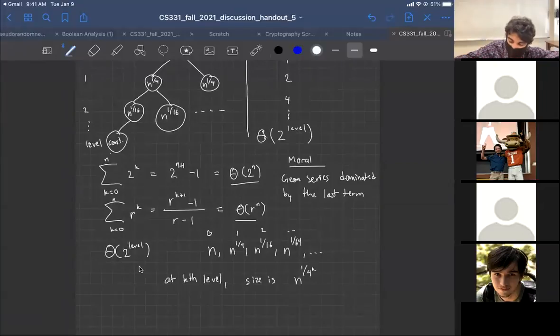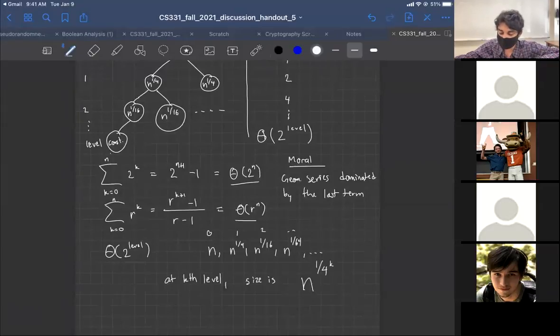Does this make sense? Does anyone have an objection to this? I will write it bigger just in case people don't understand what this is. N to a power, which is 1/4 to the level. Does anyone disagree with me on this? If you don't, you can just private message me and I can explain it again. If you have a question later while we're working on something, don't hesitate to ask, okay?